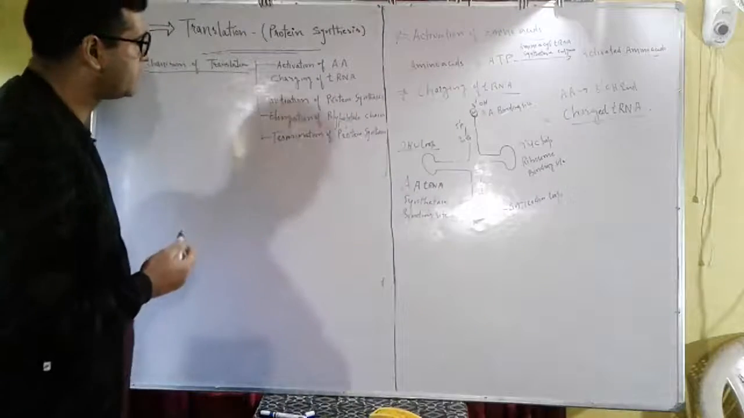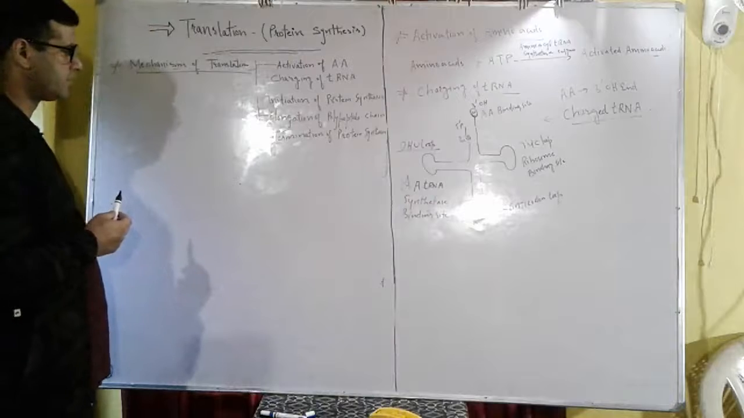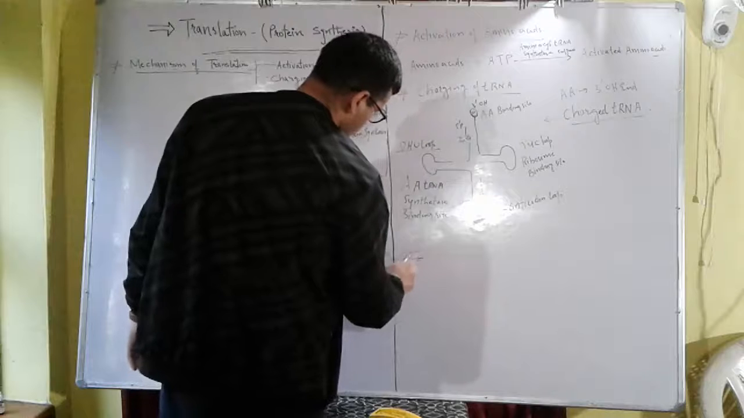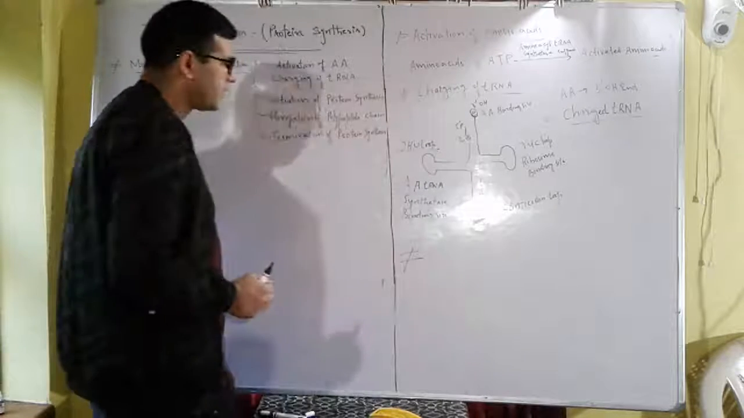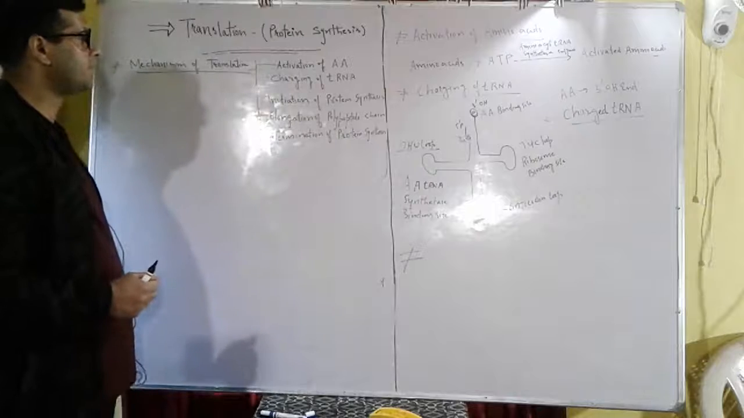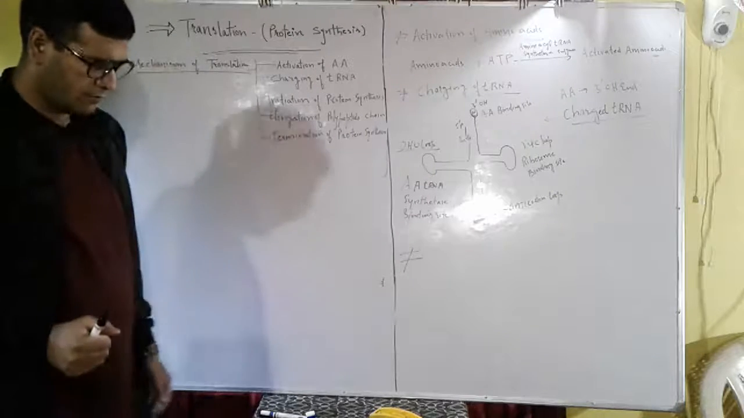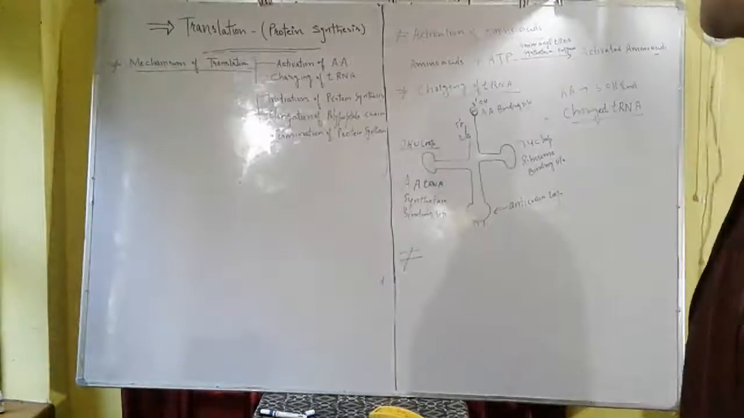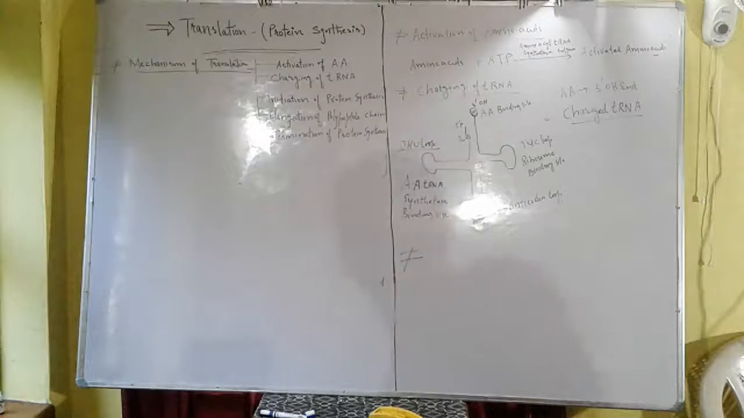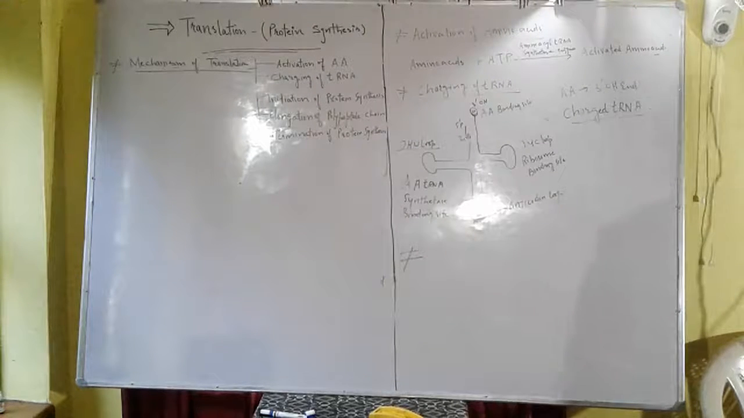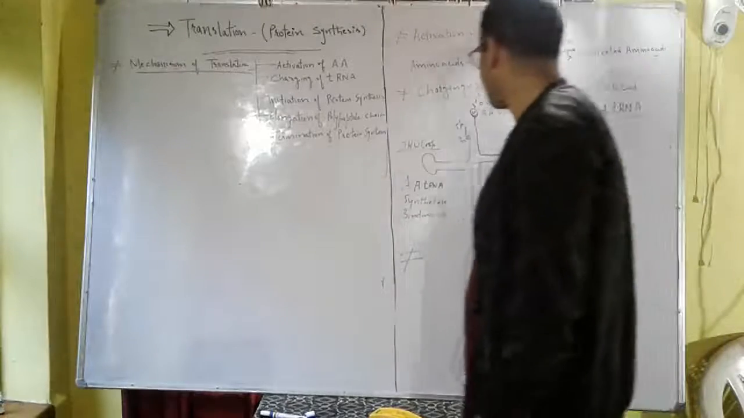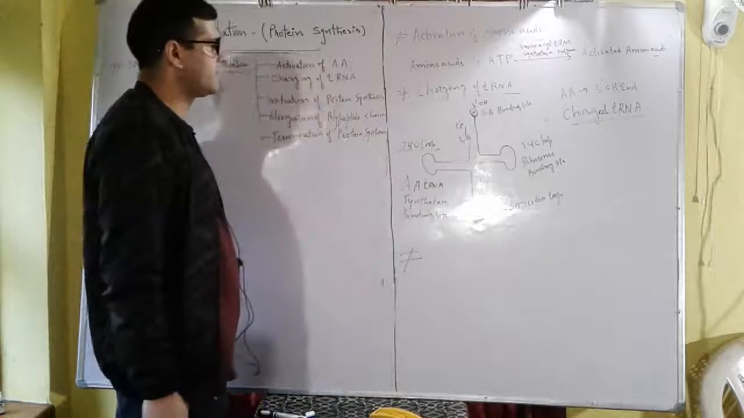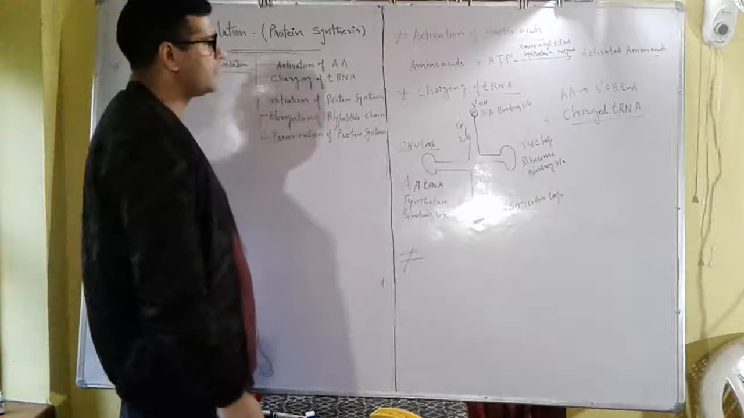Then we have another step, that is initiation of protein synthesis. These are two important steps: activation of amino acids, where amino acids are activated by their reaction with ATP, catalyzed by the enzyme aminoacyl tRNA synthetase, giving activated amino acid; and then charging of tRNA, where this activated amino acid is loaded on the tRNA at the 3' hydroxyl end, and it gives charged tRNA.